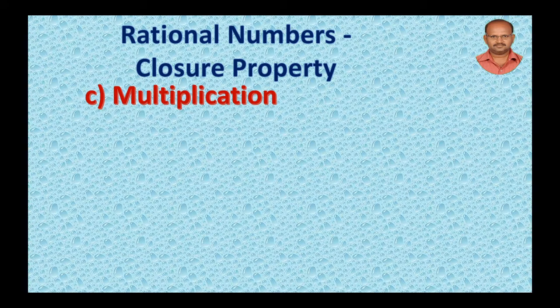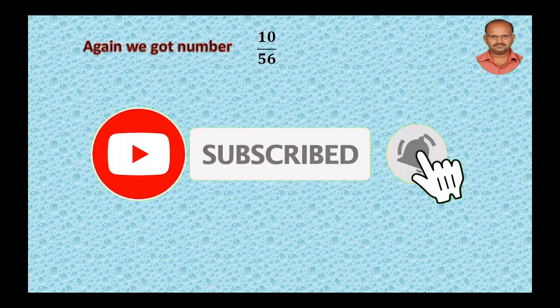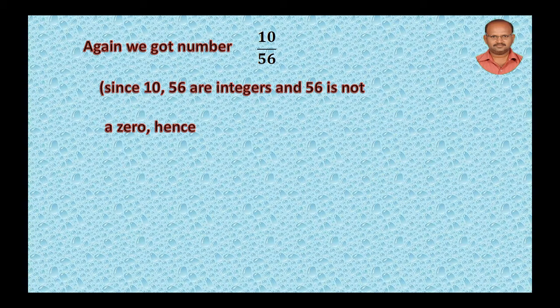Then next, go to multiplication. Consider two rational numbers, 2/7, 5/8. 2/7 into 5/8 is equal to 2 5s are 10, 7 8s are 56, that is 10/56. Again we get 10/56. Since 10, 56 are integers and 56 is not zero, hence 10/56 is a rational number.